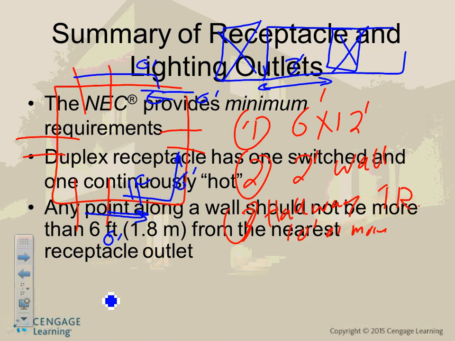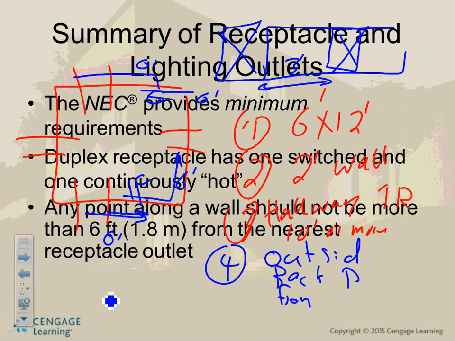Okay, so these are all the rules for receptacles. Rule four, outside, back and front. The code requires you to put one receptacle in the back and one in the front of a dwelling house. That's it.